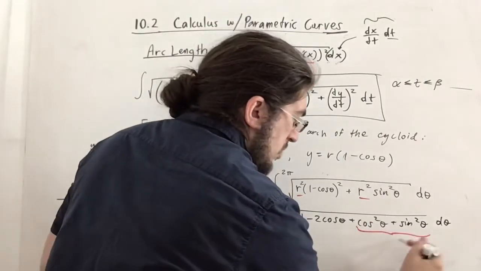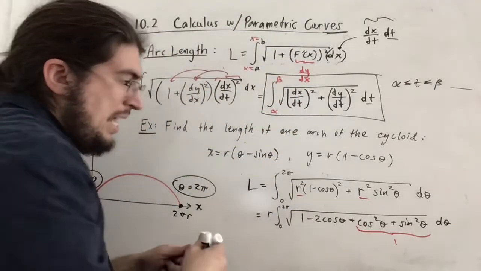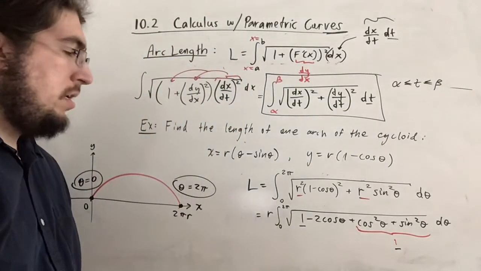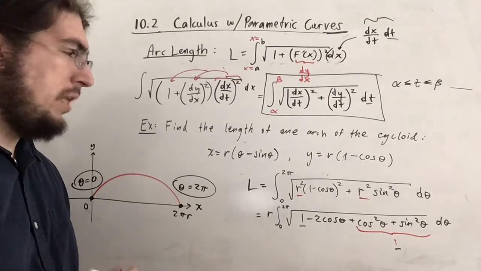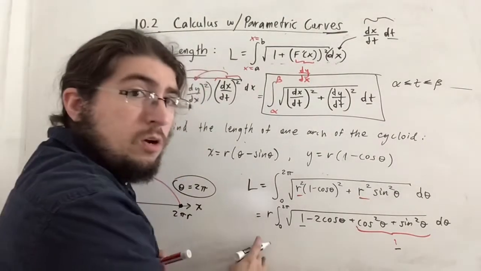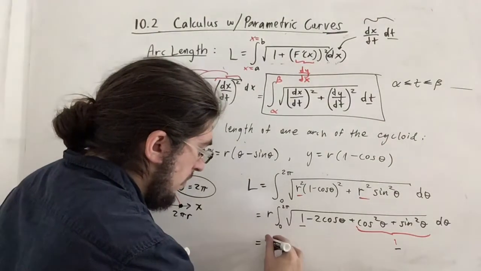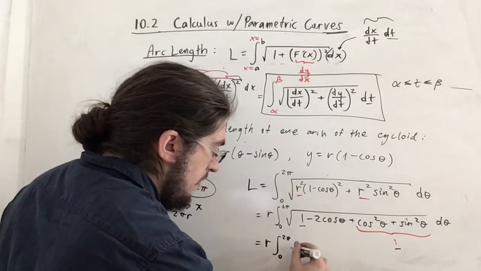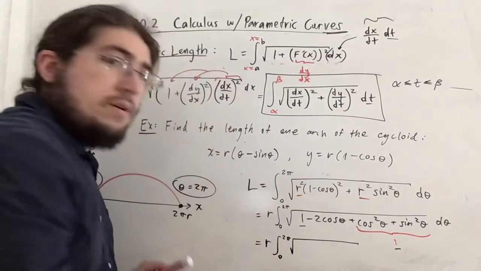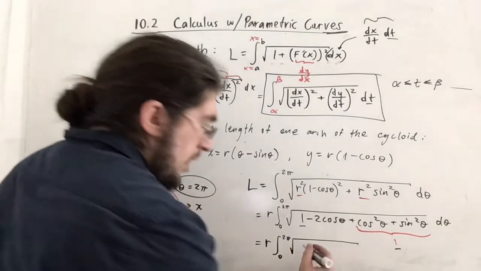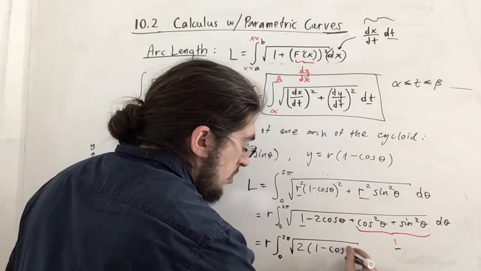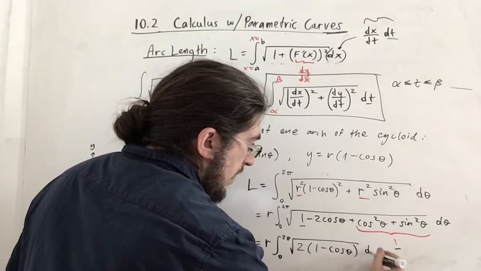Now remember, cosine squared plus sine squared is 1, and 1 plus 1 here is just 2. We can possibly pull that 2 out, so hopefully I have space, but we'll have r times the integral from 0 to 2 pi of the square root of, I would write 2 minus 2 cosine, but if you pull the 2 out, you get 2 times the quantity 1 minus cosine of theta, d theta.